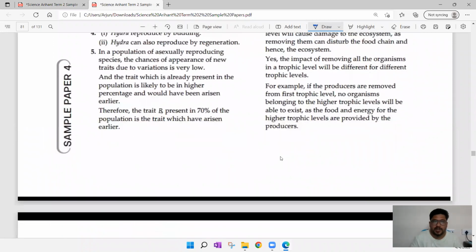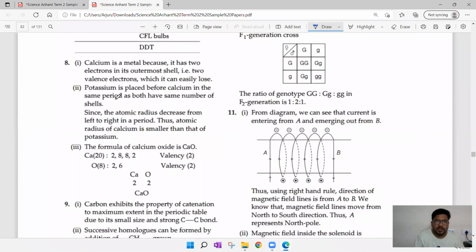Okay, for the previous one, the 8th one. Whatever you write, the answer is calcium is a metal. You have to underline that metal. It has 2 electrons in the outermost orbit, and the valence electrons it can easily lose. No need to write the reason for the previous one. Potassium is placed before calcium, same period, both have the same number of shells. Okay, you see, unnecessary thing. Why have they given it here? To understand. Since the atomic radius decreases from left to right, this is the reason. Thus, the atomic radius of calcium is smaller. We have to underline that smaller. And the third one, the answer is CaO.